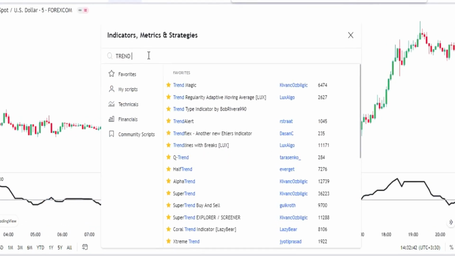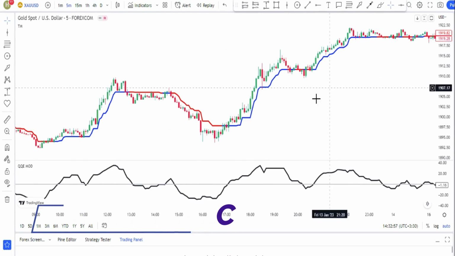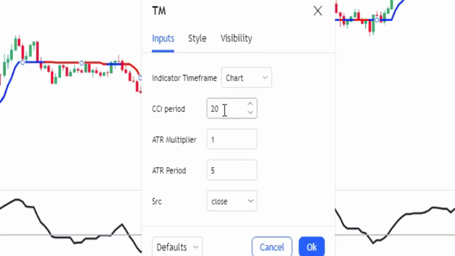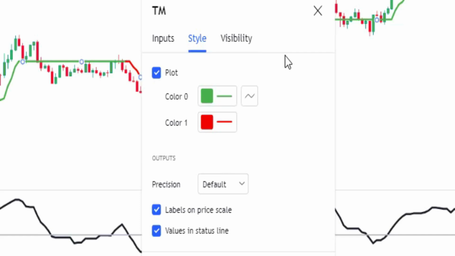Add a second indicator called Trend Magic to the chart. Now we need to set this indicator. Therefore, in the input section, change the value of CCI period to 50. And then change the ATR period to 6. Then in the style section, change the color 0 to green.